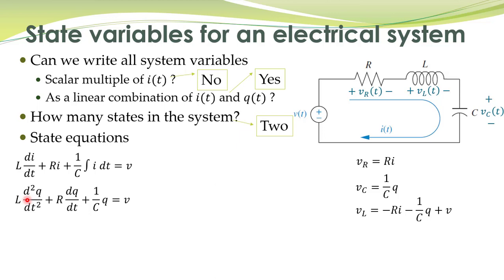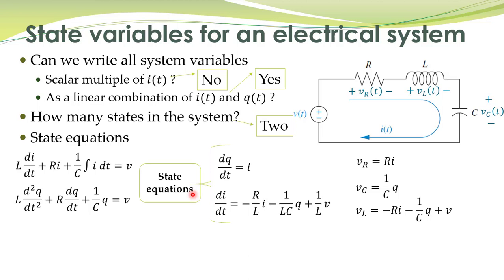We would like to split it into 2 first order differential equations. How do we do that? We know that dq by dt is equal to current I, and what is di by dt? By simply bringing this term to the right hand side, di by dt is equal to minus R over L times I, and 1 over LC times q, this integral being equal to q, and plus 1 over L times V. So basically what we have done is we have converted this second order differential equation into two first order differential equations, and these two first order differential equations are called state equations.